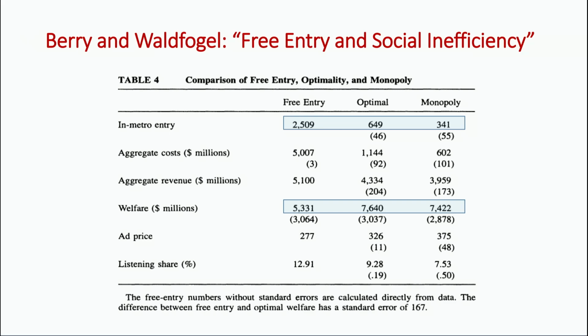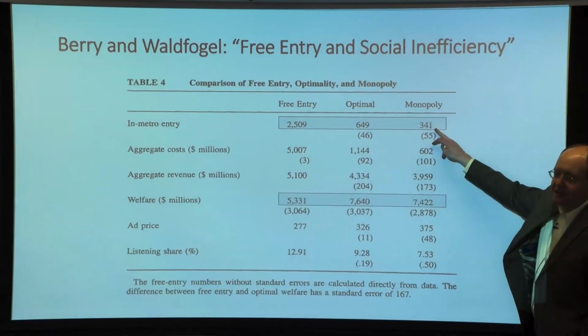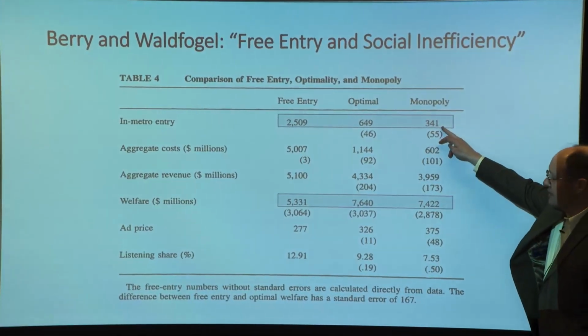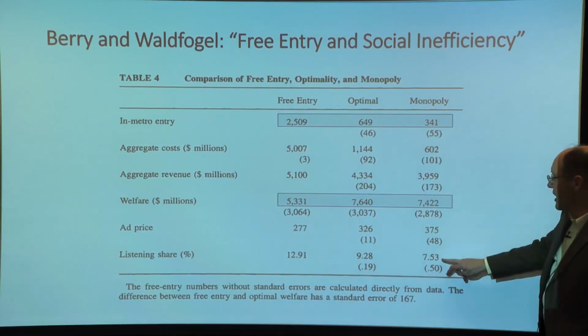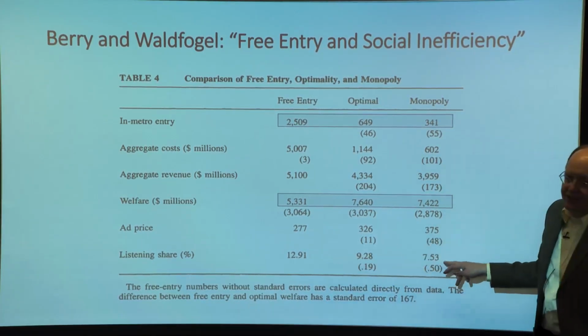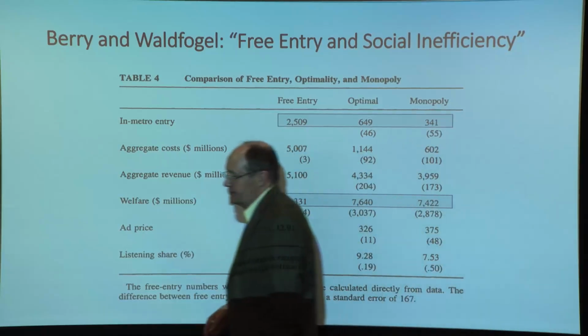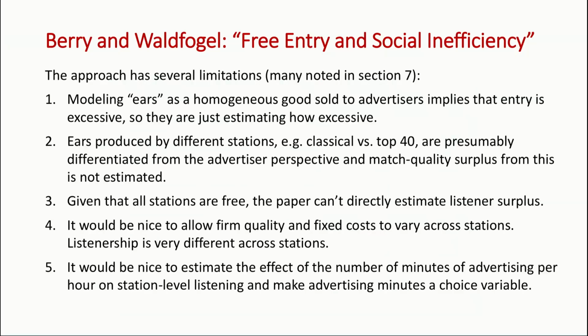So the monopolist has different numbers, and the monopolist is nearly as good in their market. The monopolist gets all the way down to just 341 radio stations in 135 cities. So we're going down to literally fewer than 3 radio stations per city. And again, the listening share drops substantially under monopoly. So some comments I wanted to make.